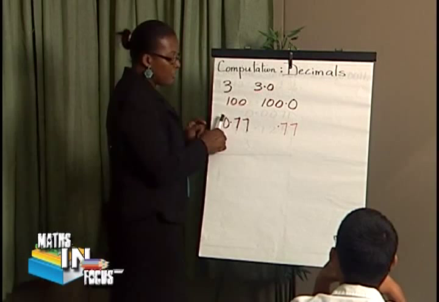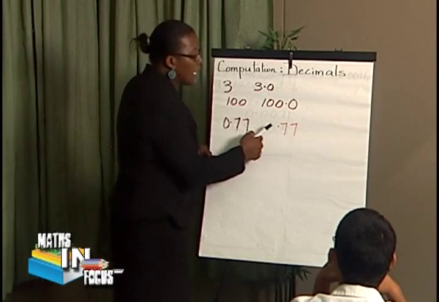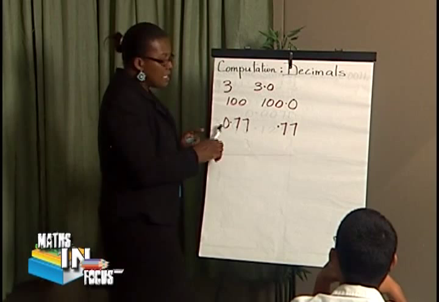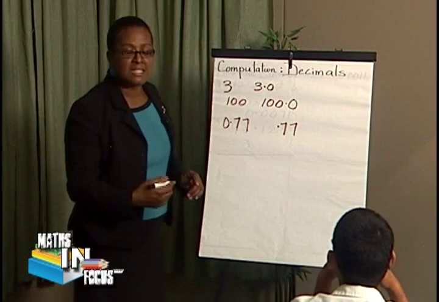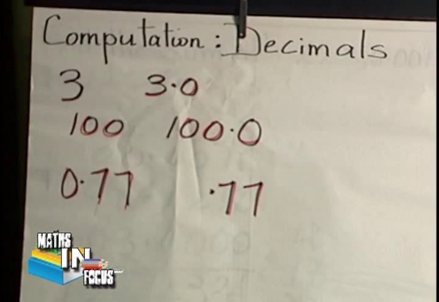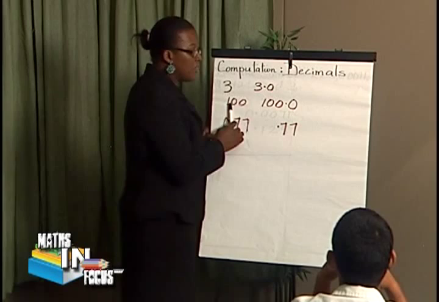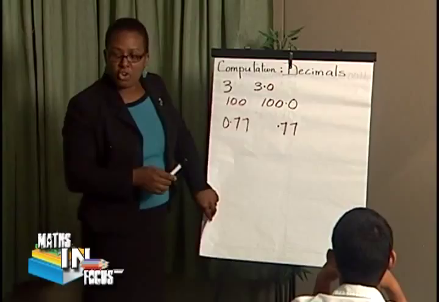Now, why did we put it in front of the decimal point, and why didn't we leave it as .77? Because the 0 helps us to remember that the decimal point is there. It highlights it, or it places emphasis. You need to remember that this is there. Now, 3.0 is an equivalent decimal for 3, and the same thing for 100. Now, we will make use of this as we move on into our addition.